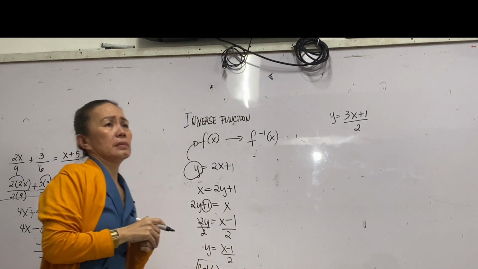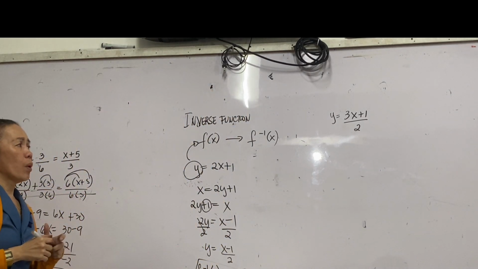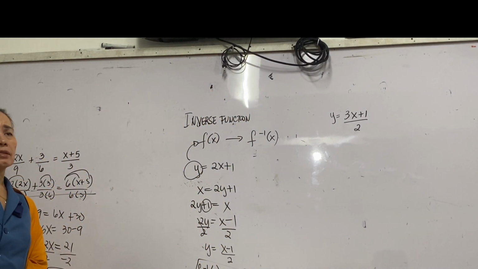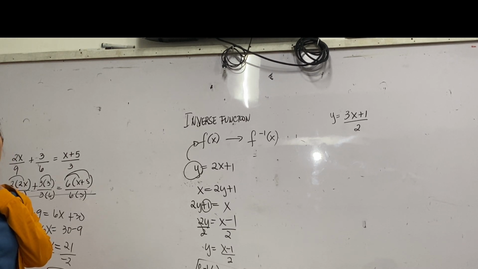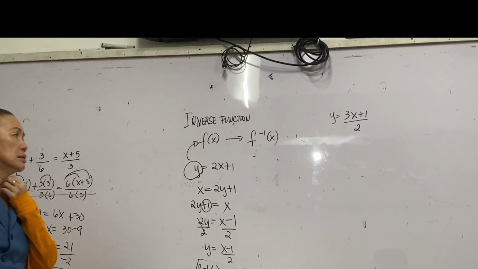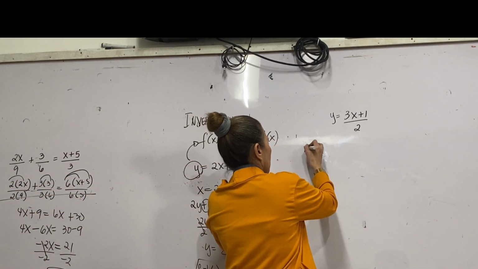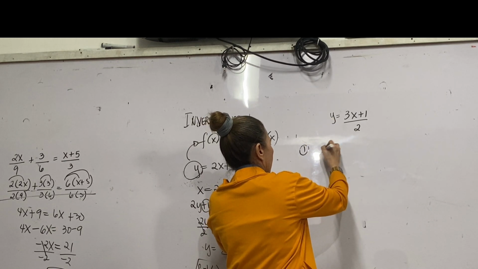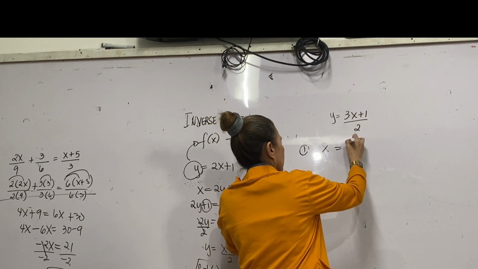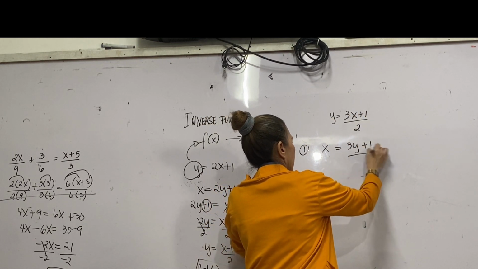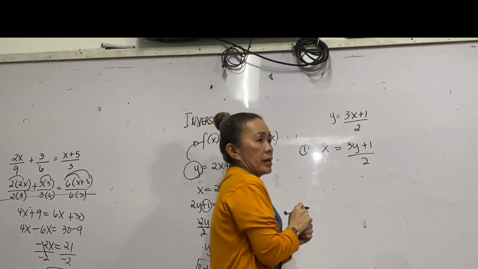Okay. Now we have y is equal to (3x plus 1) over 2. Ano daw yung unang gagawin natin? Interchange y to x and x to y. This is our given. Unang step, papalitan daw natin yung y ng x. Papalitan natin yung x ng y. And then solve for y.